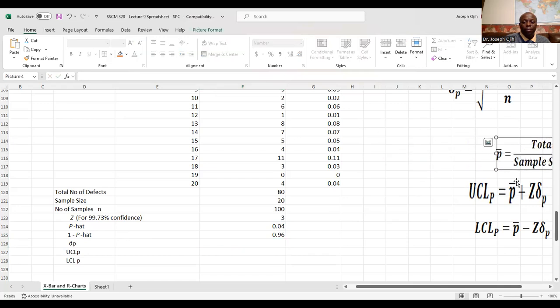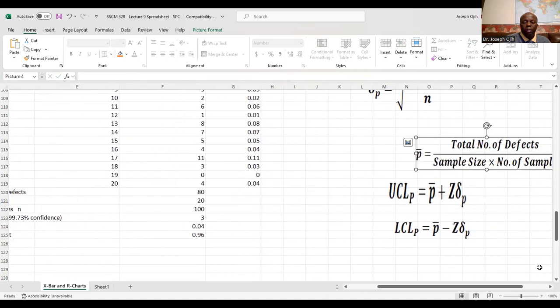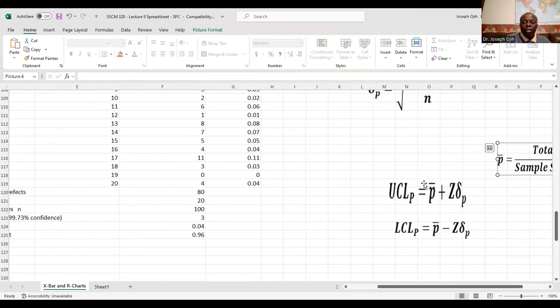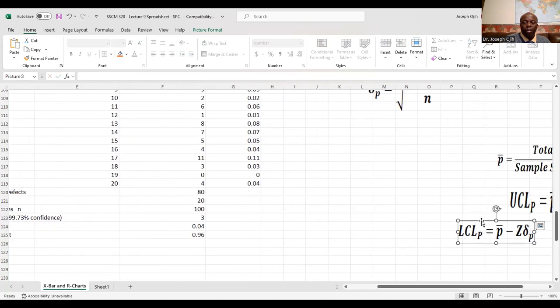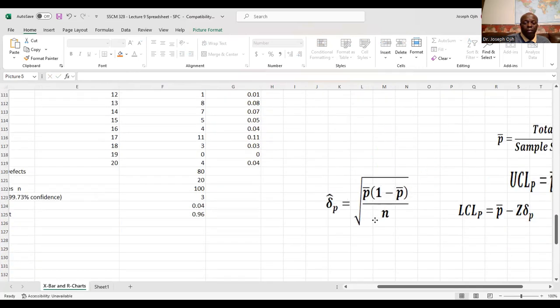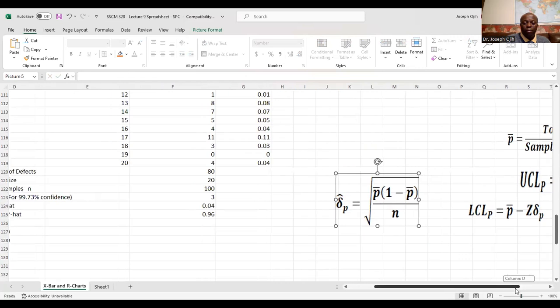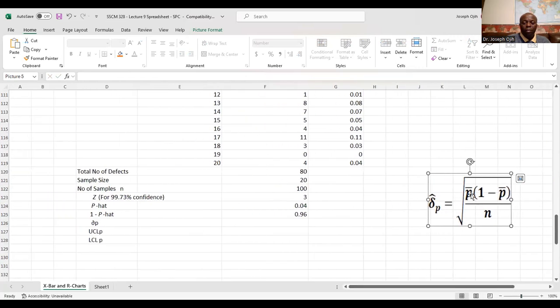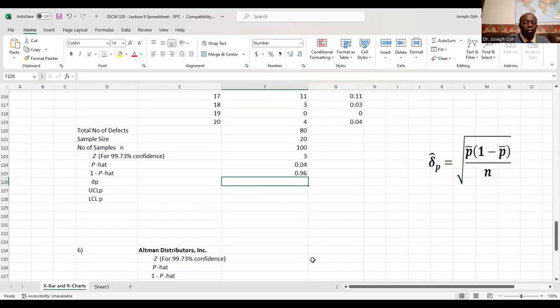Delta p. Let's calculate delta p. Okay, I'm going to move some of this away so we can bring the formula closer. See the formula for delta p right here. You say delta p is the square root of p hat times 1 minus p hat over n. Let's do it from here for this one.